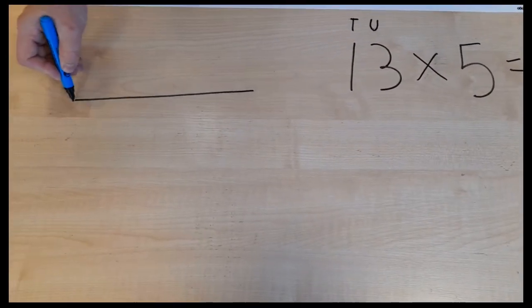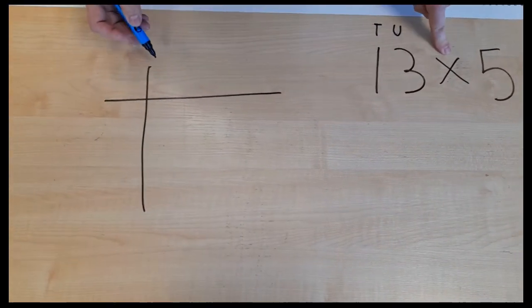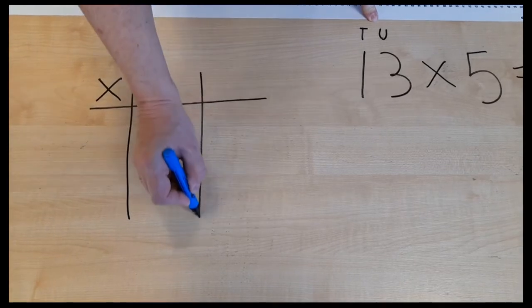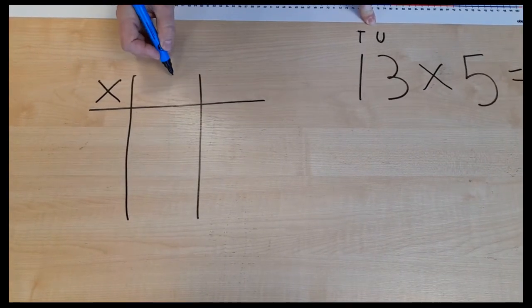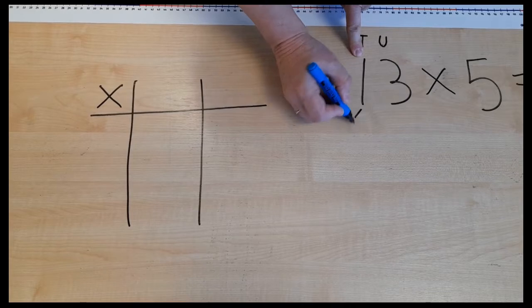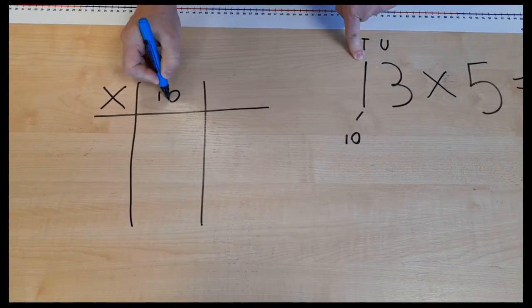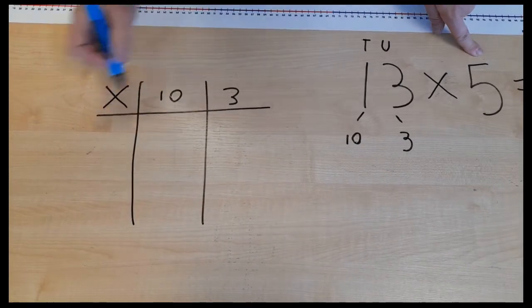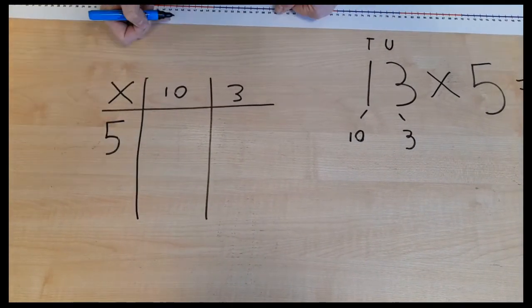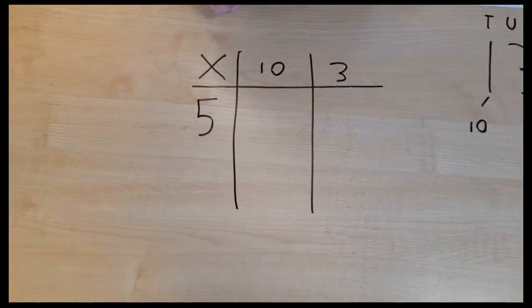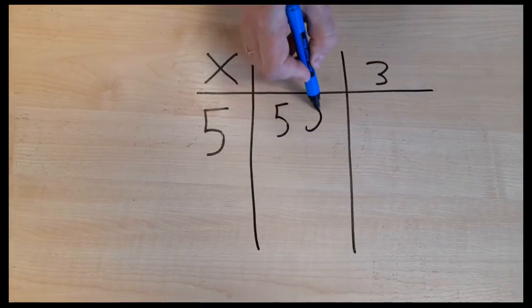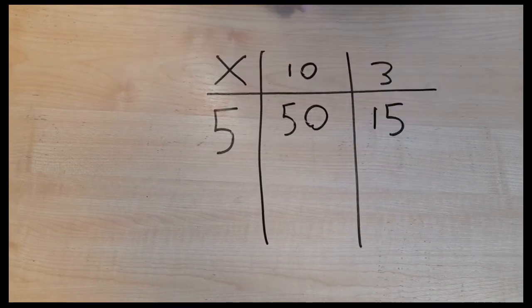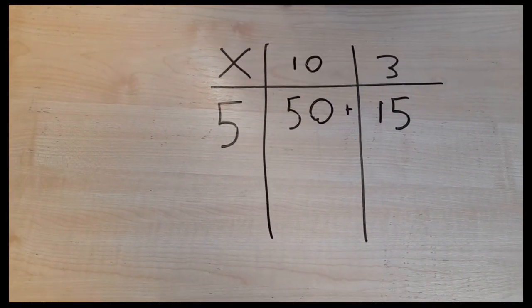So I'm going to start by drawing my grid. It is a multiplication I'm doing. I've split my 2-digit number into tens and units, and I have here 10 and a 3, and I'm timesing it by 5. Right, let's try it now. 5 times 10 is 50, and 5 times 3 is 15. Now I can add these back together.